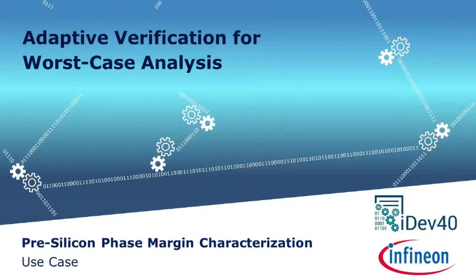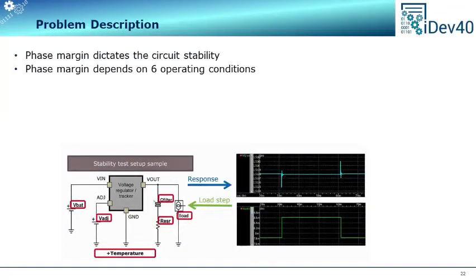as phase margin characterization for voltage regulators in simulation. First, let's start with the problem description. The phase margin is the parameter that tells us whether the voltage regulator is stable or not.